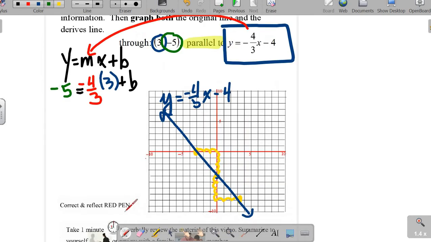Alrighty, so first you had your given line, y equals -4/3 x minus 4, when you graph that. And then you want your derived line to pass through the point 3, -5. Let's just plot that, 3, -5. We want it to go through this point. But we want it to be parallel. So we come over here, the slopes are the same. We replace x with the 3, and y with the -5. We solve.